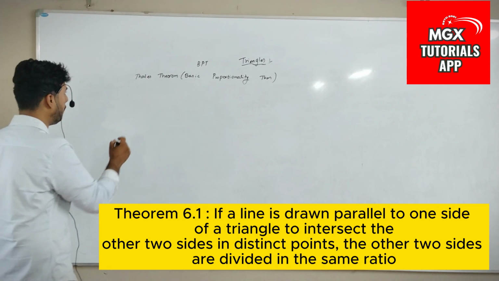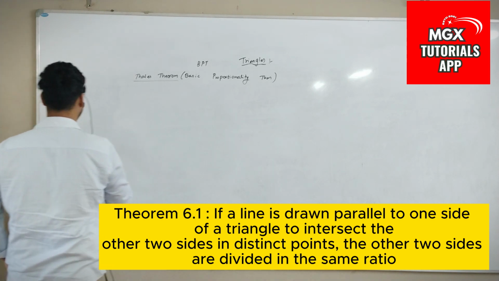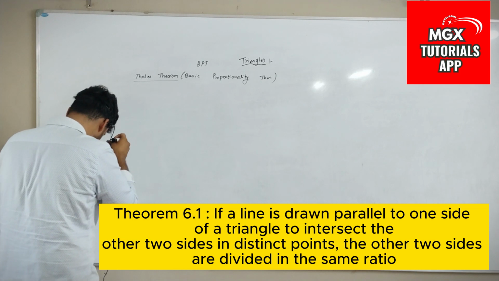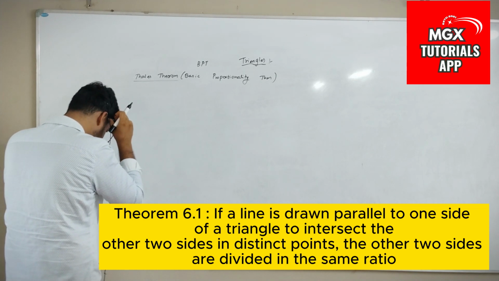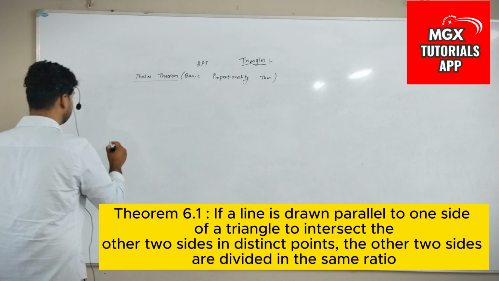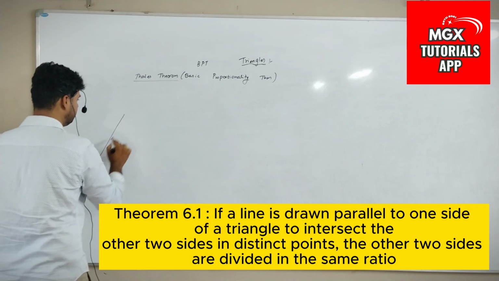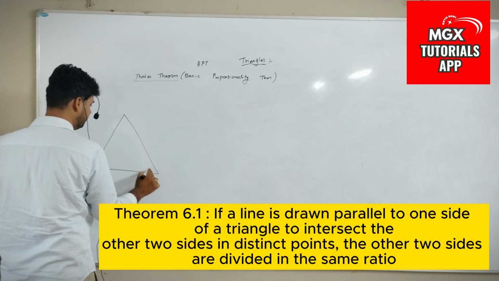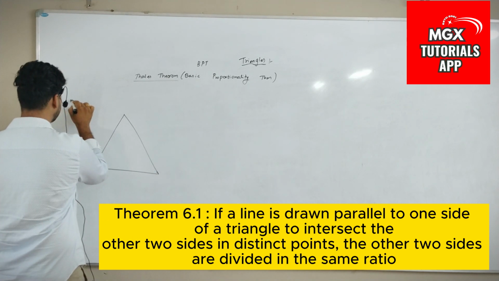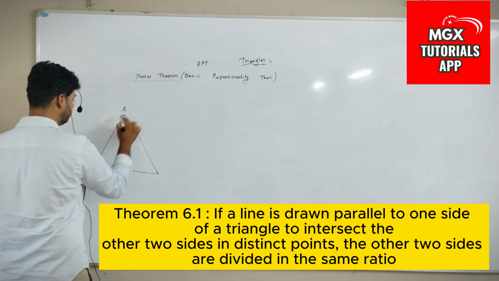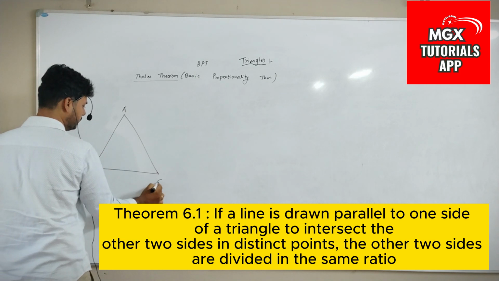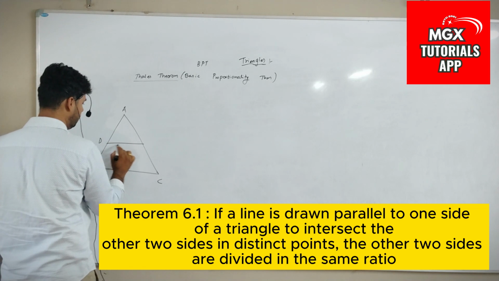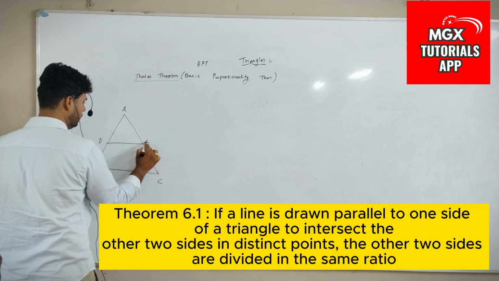Read the sentence. If a line is drawn parallel to one side of a triangle to intersect the other two sides in distinct points, the other two sides are divided in the same ratio.